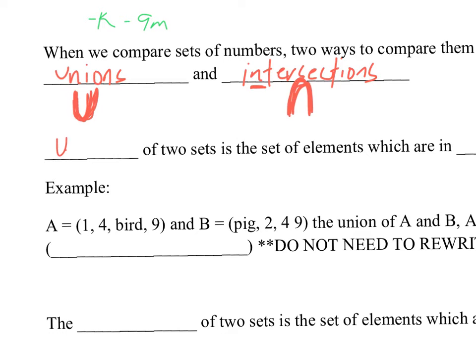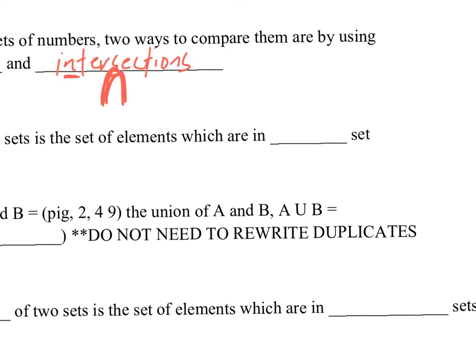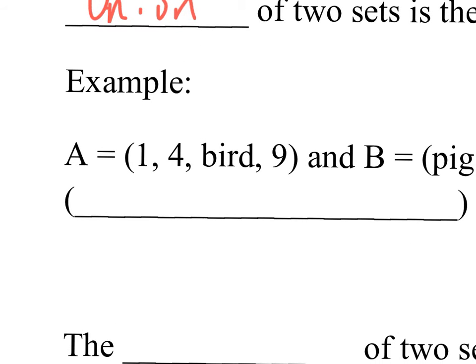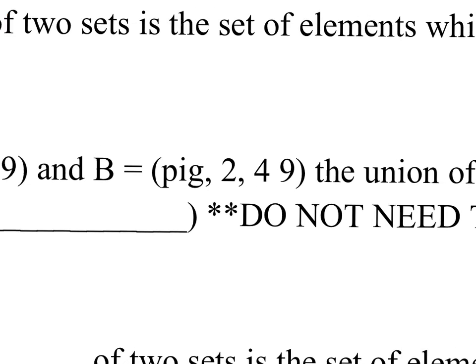All right, the union. When I want the union of two sets is when we want the elements that are in either. Another way to say it is you want what's in both, or all three of them. You want everything for a union, right? So what I mean by that, here's A. A is a set. A contains the number 1, the number 4, bird, and 9. That's what A contains. And B contains pig, 2, 4, and 9.